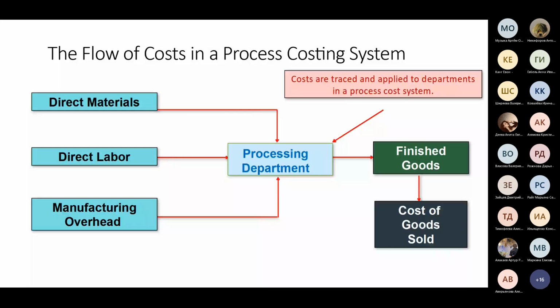And only then the cost of goods is transferred to the finished goods account and later to the cost of goods sold account. I think the idea is clear that both processes are very similar, but the basis of allocation is different, and the approach to the costing is a bit different because of the specificity of the production process.